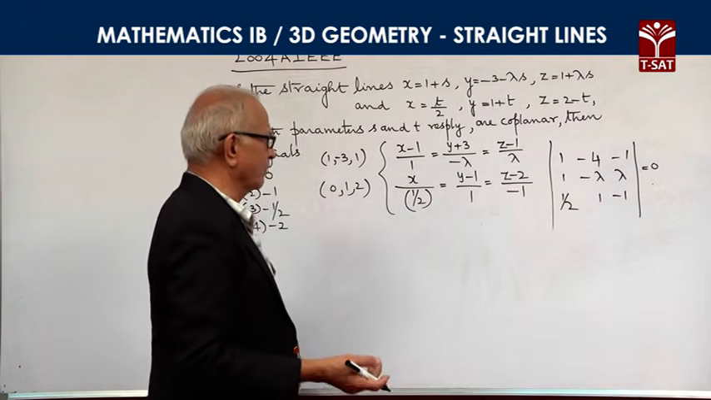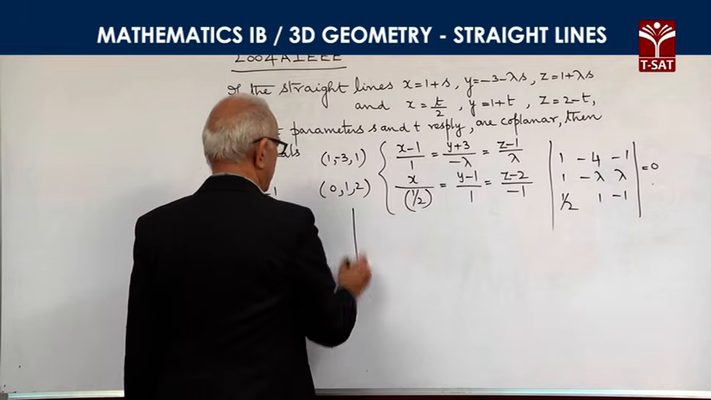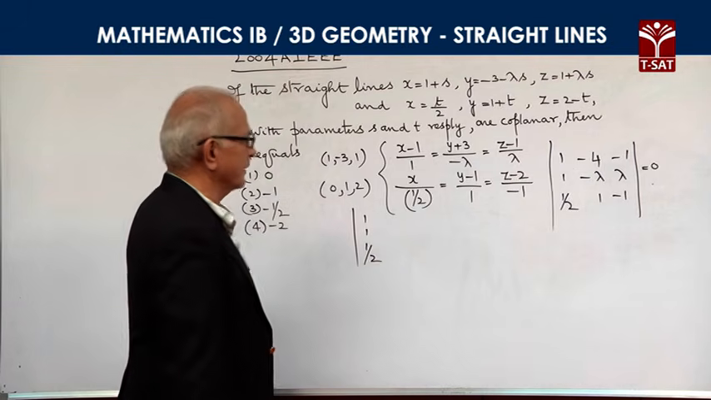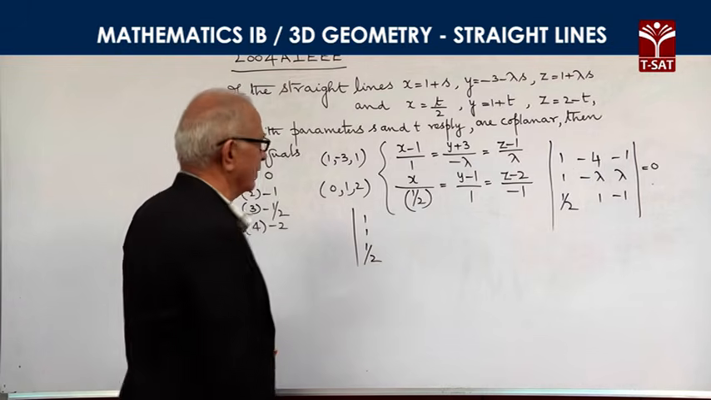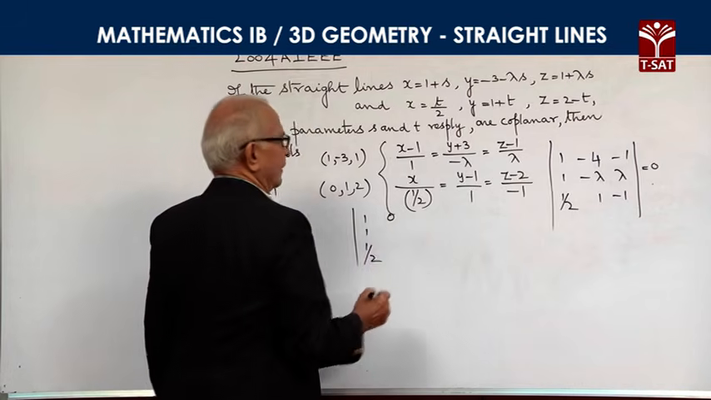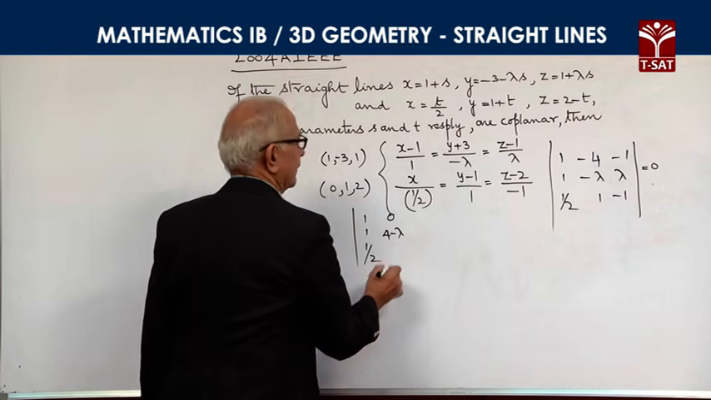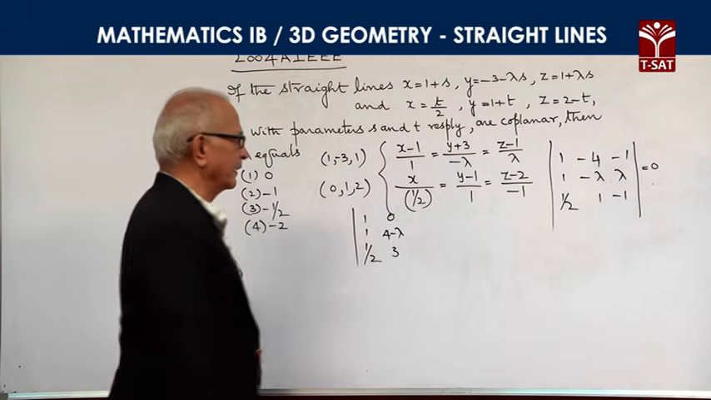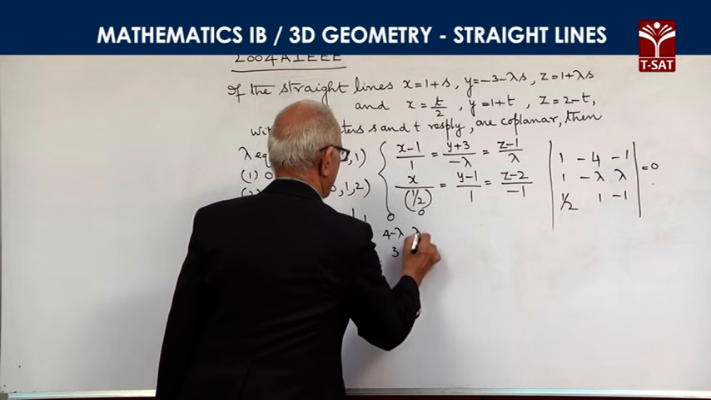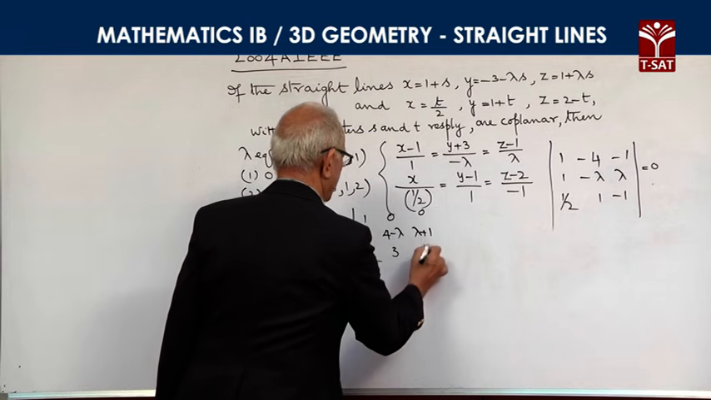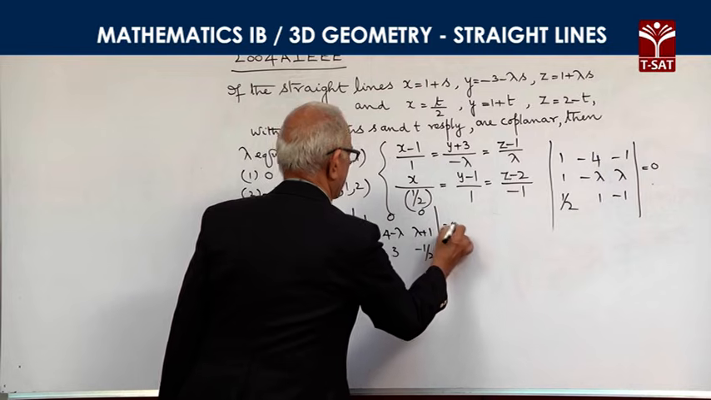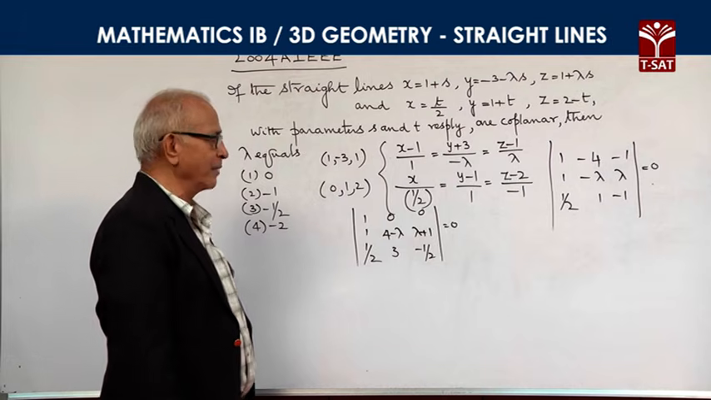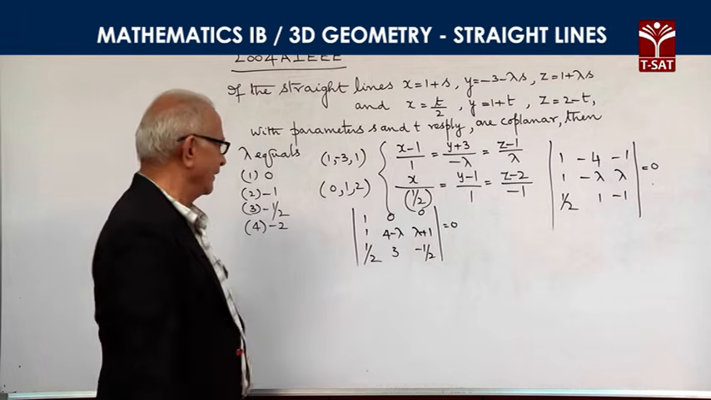It's a matter of simplification, of course. Well, that is the same determinant. I keep the first column as it is, and replace the second column by C2 plus 4 times C1 to make this 0. So 4 minus lambda, so 3. Also replace the last column by C1 plus C3: 0, lambda plus 1, minus half, equal to 0. So more or less, the geometry problem is reduced to a problem on determinants.